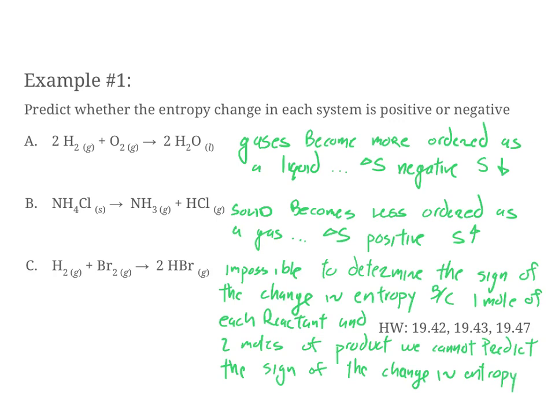So in this case, we would say that the change in entropy has to be close to 0. It would be close to 0 because we are making the assumption that the number of gas molecules you start with is going to be equal to the number of gas molecules you end with, because the equation is balanced as such.